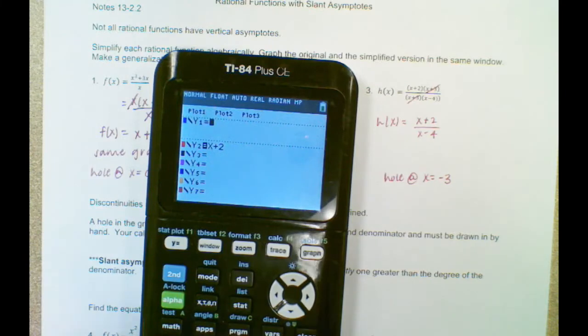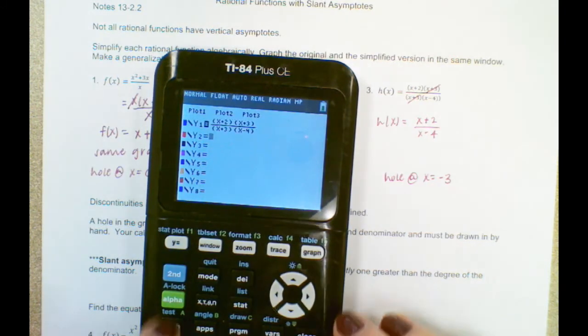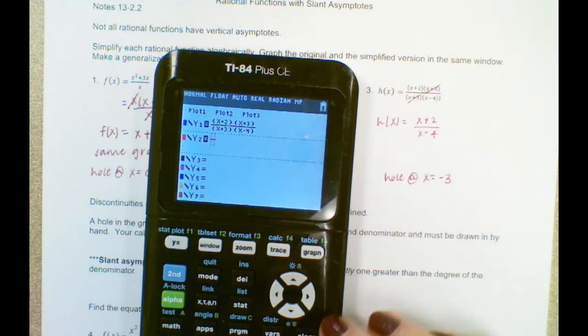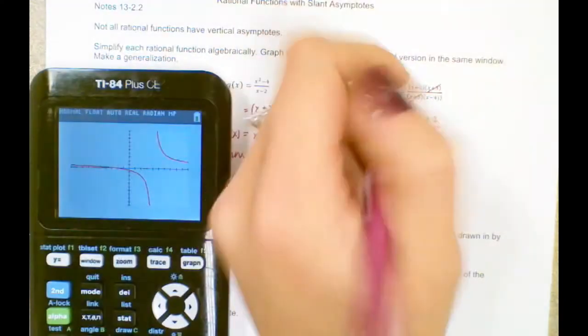I'm just going to clear that whole thing out. So let's see here. We have x plus 2 times x plus 3 all over x plus 3 times x minus 4. Oops. Let's do alpha equals, okay, x plus 2 all over x minus 4. Notice that, okay, we can see the hyperbola going on here. And then notice that that red line is going right over top of that blue line. So this ends up being the same graph as well.